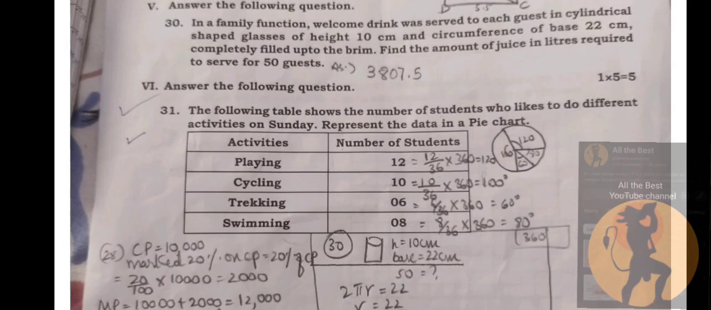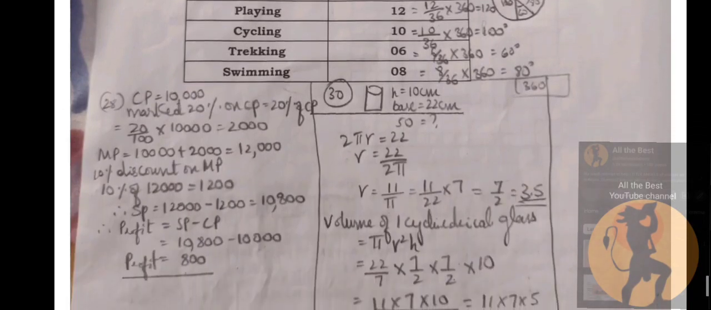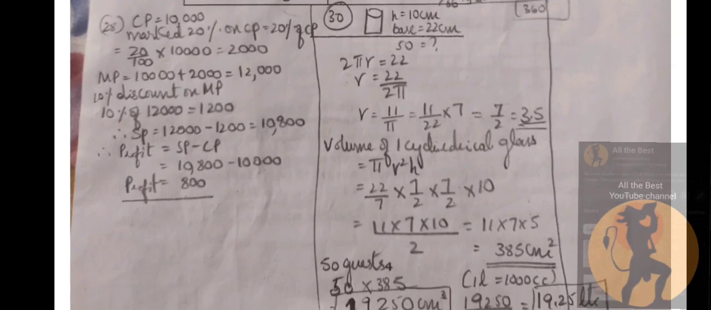In a family function, a welcome drink was served to each guest in cylindrical shaped glasses of height 10 cm and the circumference at the base was 22 cm, completely filled up to the brim. Find the amount of juice in liters required to serve 50 guests. So here the height is equal to 10 cm and the base circumference is equal to 22 cm. So 2 pi r is equal to 22, r is equal to 22 by 2 pi. So r is equal to 11 by pi, which is equal to 11 by 22 into 7, which is equal to 7 by 2, which is equal to 3.5.